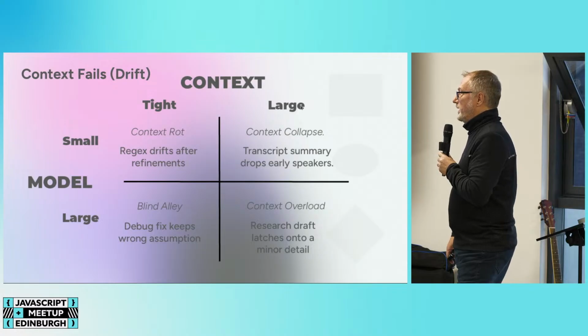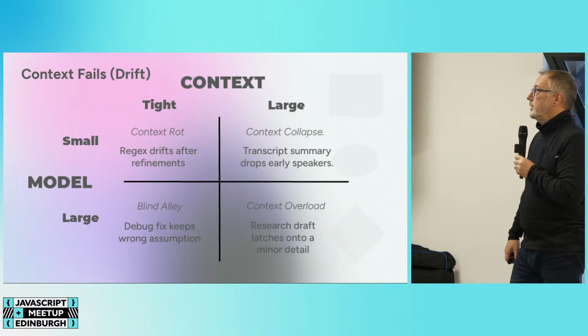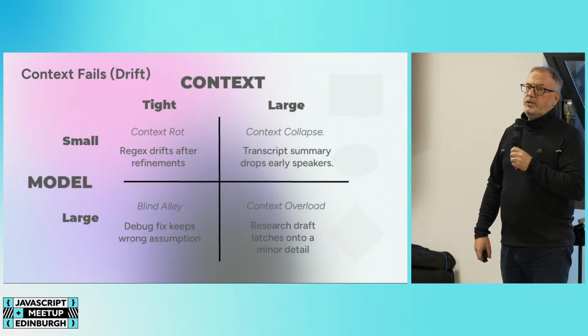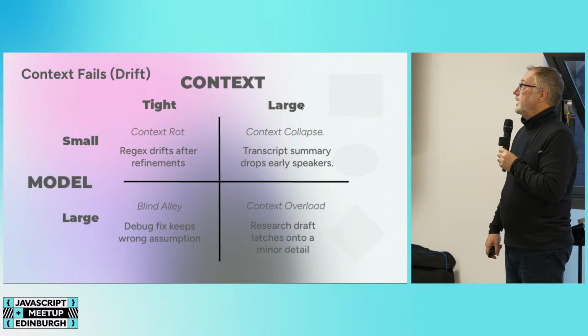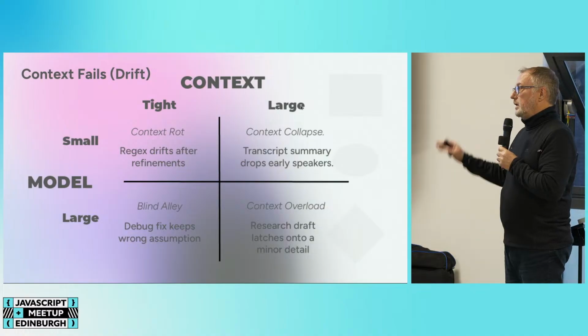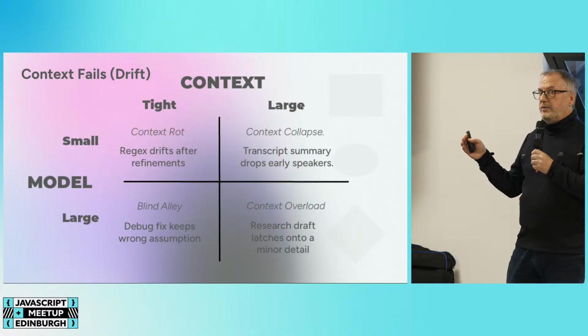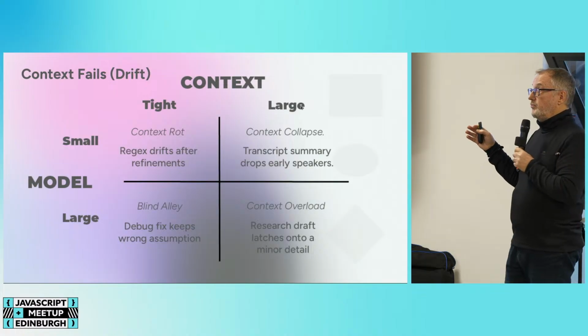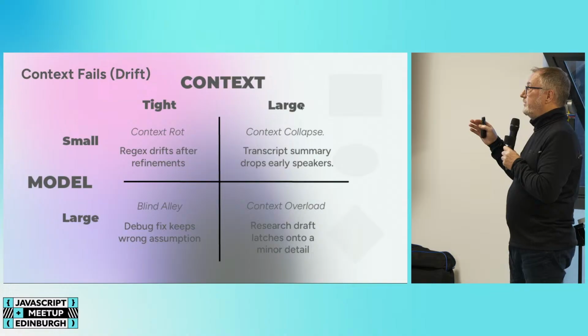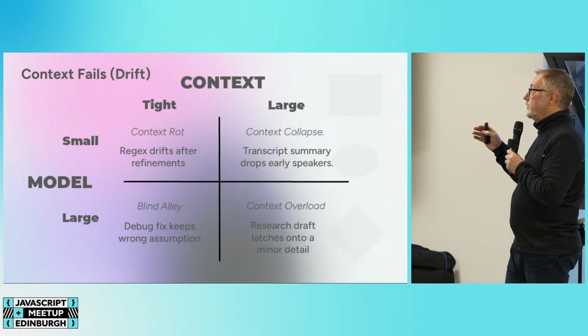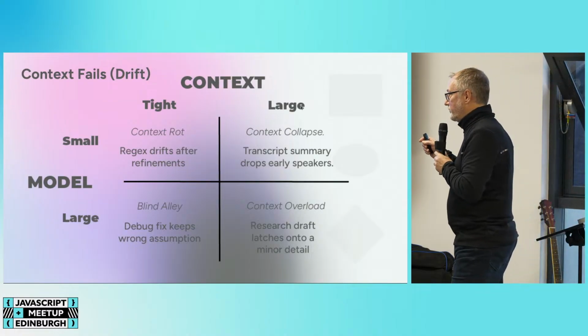So back to our quadrant. What happens, and how do we know when it goes wrong? So-called drift. We can push into the quadrant the four different ways of going wrong. Let's look at the top left here, which is tight and small: context rot.